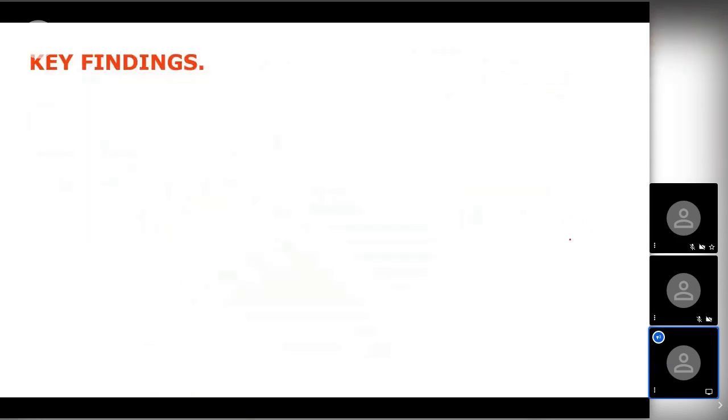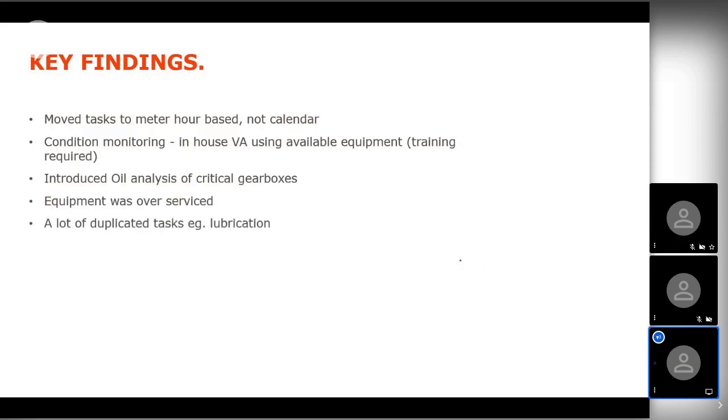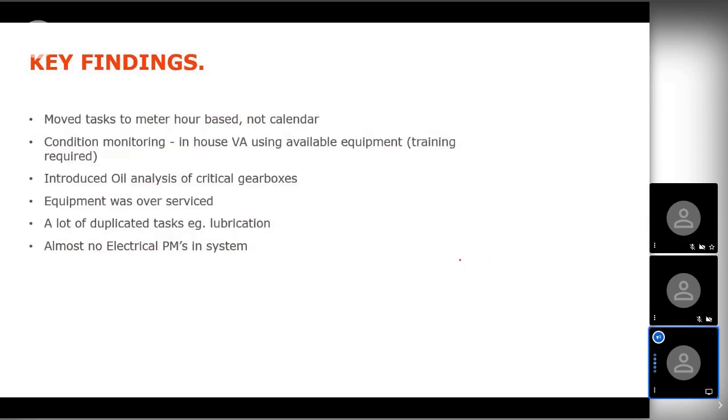Double win. The key findings were we moved things from a calendar-based to meter, because not every production line ran 24 hours. Move as many as we can to condition monitoring because we had random failures. We did an oil analysis on some of the big gearboxes. Equipment was serviced far too often, and a lot of people were doing the same tasks. Not many electrical ones in place, so we improved that as well. Okay, so that's for a production line.